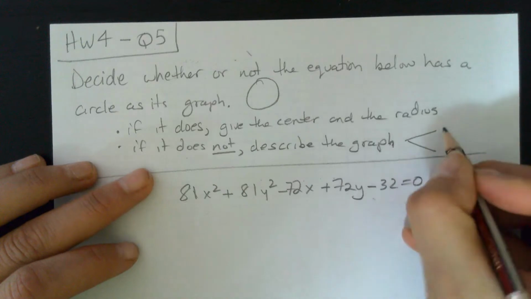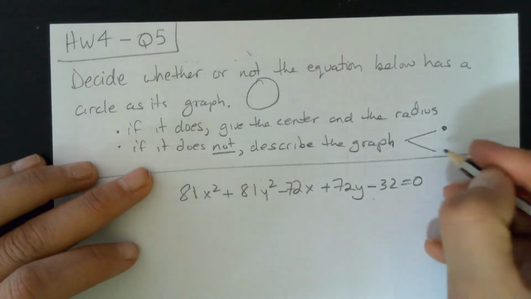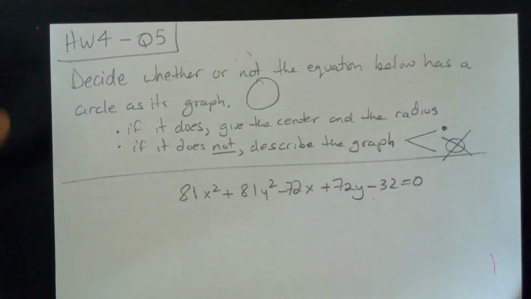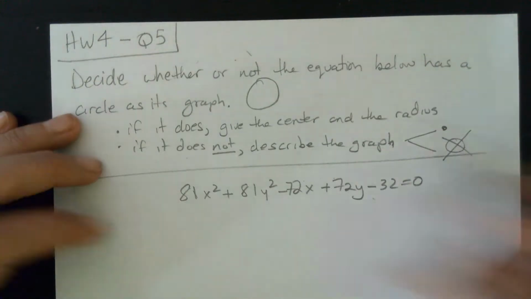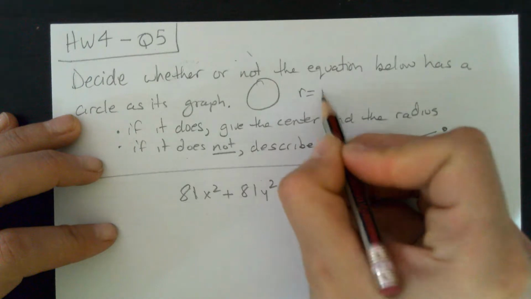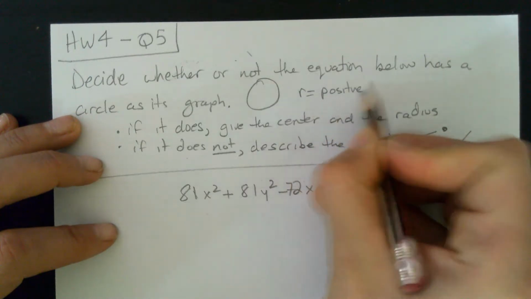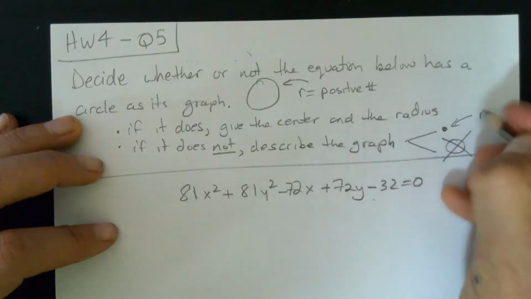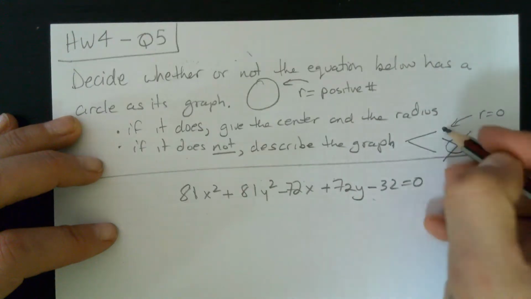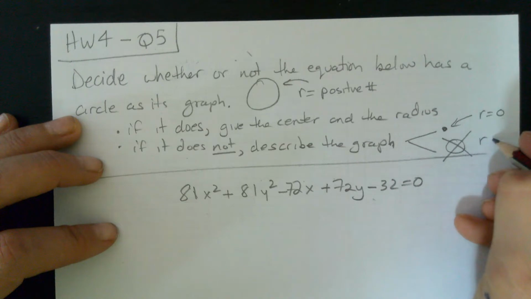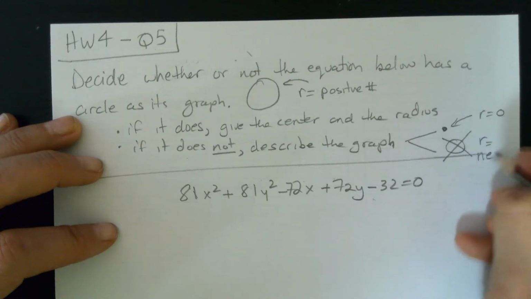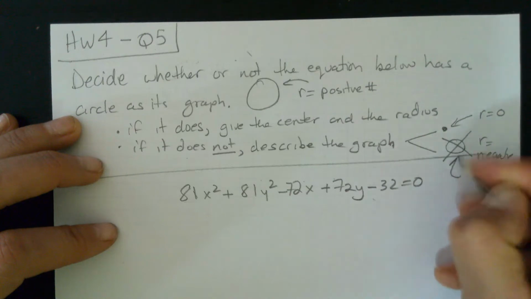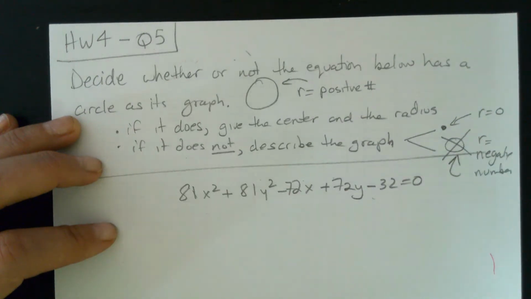Is it a circle? Or if it's not, what does it look like? Well, if it's not a circle, then it might be a point. And if it's not a circle, it could be nothing, okay? So how do we find that out? If my radius is equal to a positive number, then we know it's a circle. If our radius is equal to 0, it's a point. If our radius is a negative number, then we know the circle does not exist.